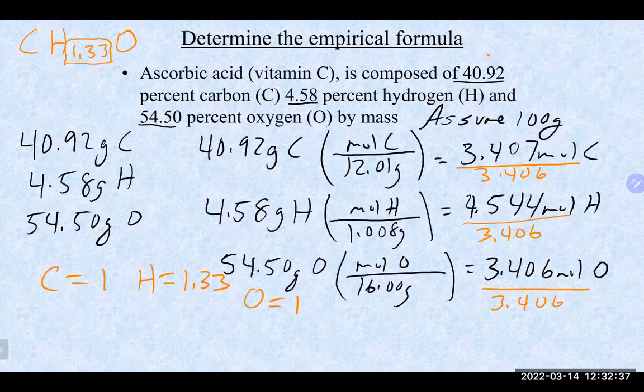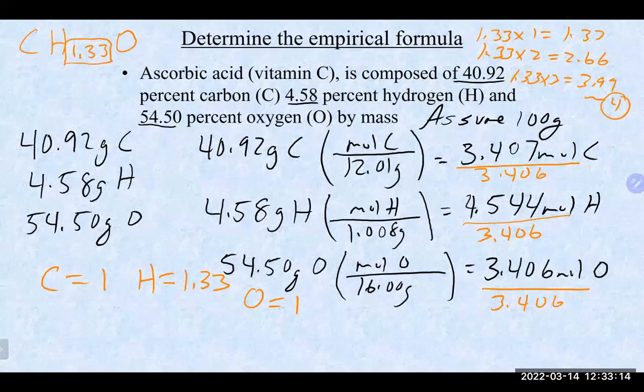So this is an example like we were talking about. When we divide by the smallest number of moles, we do need a number that we can multiply it by to get to a whole number. So again, if you're not sure right off the bat, you could just do trial and error. 1.33 times 1 obviously is 1.33. 1.33 times 2, 2.66. 1.33 times 3 is 3.99, and that is close enough to 4 in this case.